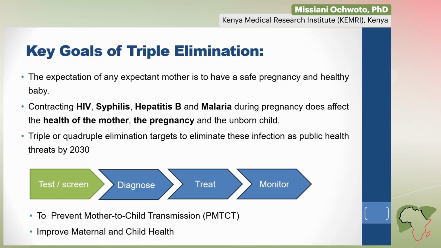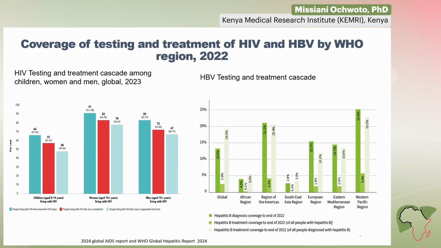These are my disclosures. In the goal of triple elimination, it starts with testing. And the main goal of the triple elimination is to prevent mother-to-child transmission and also improve maternal and child health. This has to start with testing, as I've said, and the diseases included in the triple elimination are HIV, syphilis, and hepatitis B. You can make it a quadruple elimination by introducing malaria or hepatitis C.